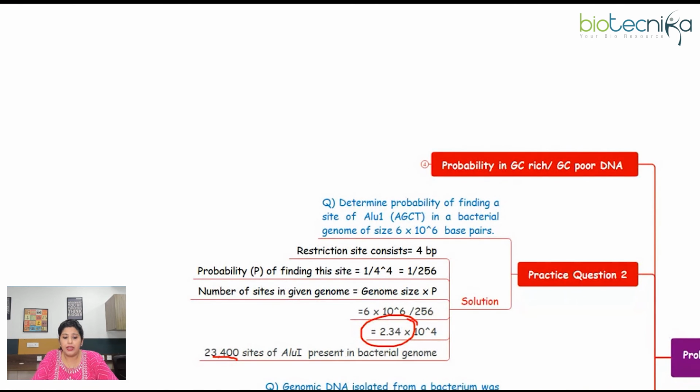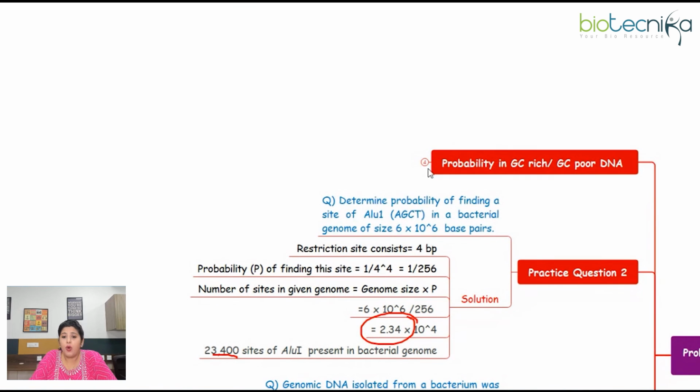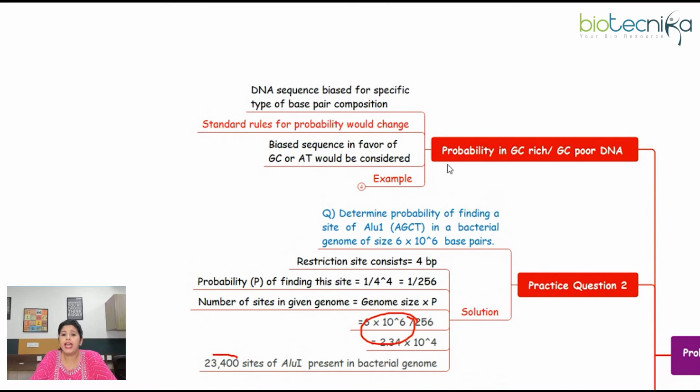Now, it's very easy when the nucleotide composition is the same throughout the DNA. So probability of finding a base will always be equal, right? But what if they mention that the GC content is 60% or 30%? In such questions, where they mention probability in GC rich or GC poor DNA, when the DNA sequence is biased for a specific base pair composition, where you have GC more or GC less, then the standard rules for probability would change. Always remember this point. Biased sequence in favor of GC or AT would be considered.